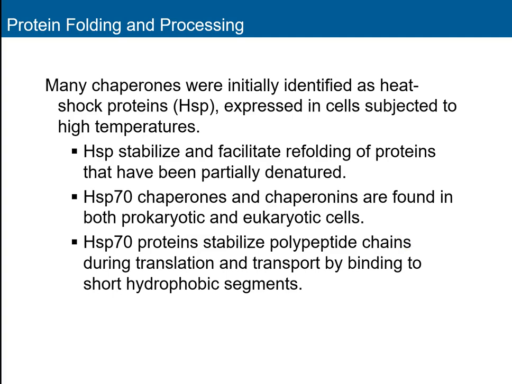So specifically, there's heat shock protein 70 chaperones, and also chaperonins, we'll talk about them in a second, are found in both prokaryotes and eukaryotes, okay? And so the job of those types of heat shock proteins is to stabilize the polypeptide chains during translation and basically transport them, okay, where they need to go. But bottom line is that they got the heat shock protein name because they saw high expression of these types of proteins when cells were subject to high temperature.